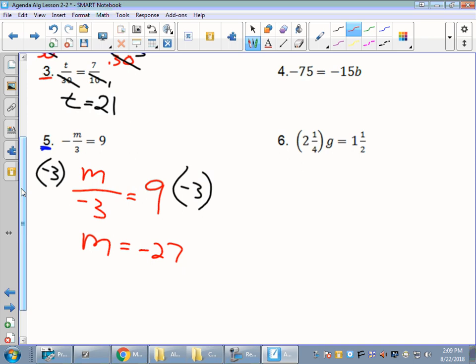Now I want to point out that if I kept the negative up here with the m, and I just multiplied by a 3, well then the m would stay negative, and I'd have a positive 27 over here, and then I have to deal with that negative later and divide through by a -1, which is why I kind of wanted to keep it with the -3, because then I can just multiply by -3 on both sides. So we're just doing the opposite to isolate the variable.